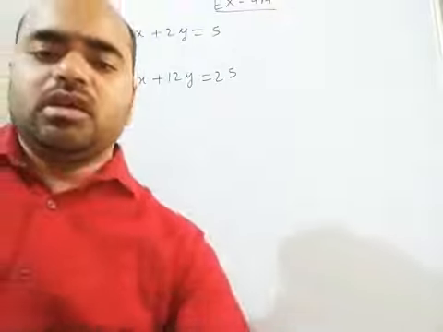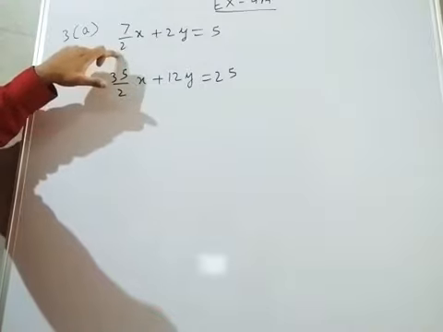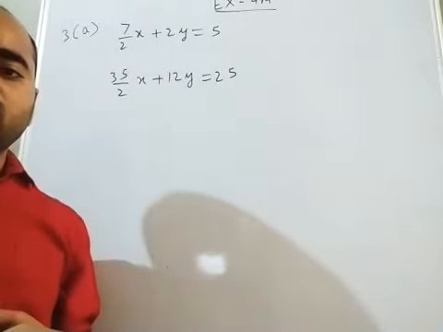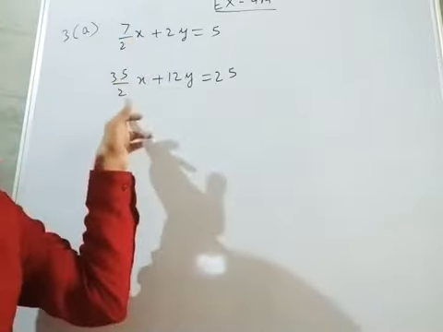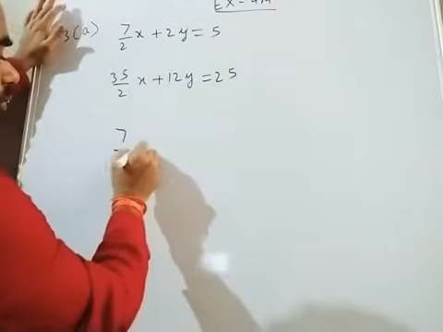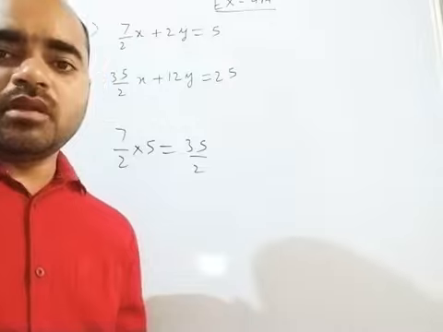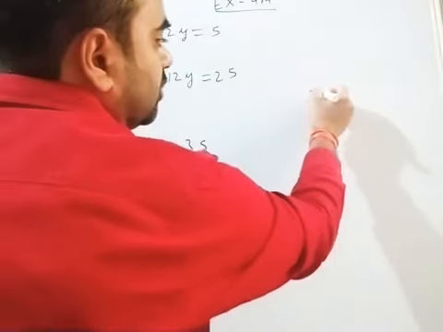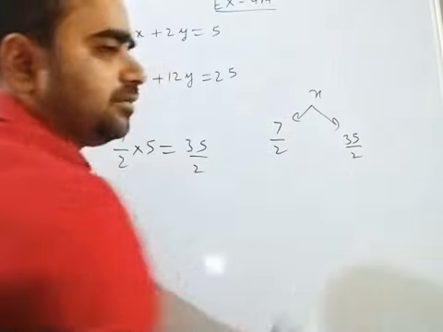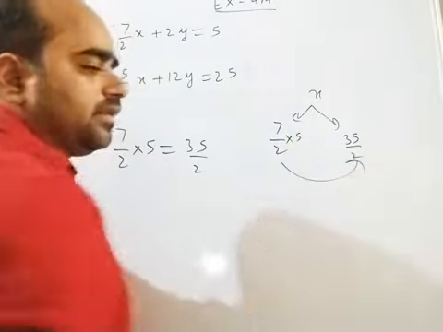Very easy. See, if you take x, what are the coefficients? In the first equation, the coefficient is 7 by 2. In the second equation, the coefficient is 35 by 2. Can you equate both? If we multiply 7 by 2 into 5, that will become 35 by 2. Correct? Clear? We can equate. If we multiply by 5, then this will become 35 by 2.